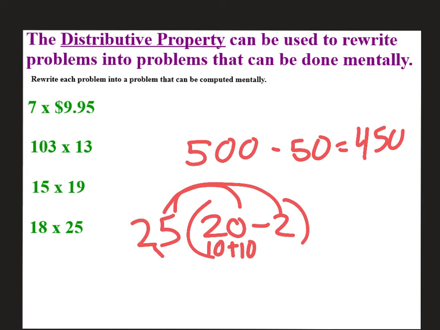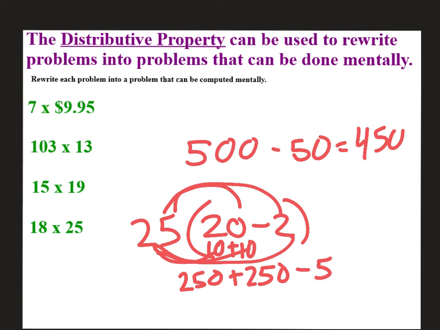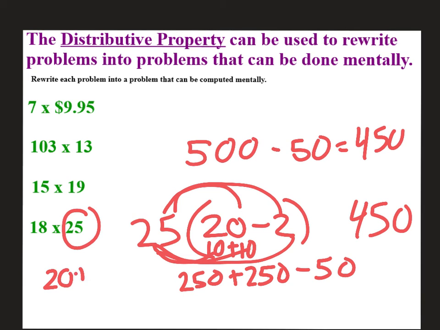Or you could do it the other way. 25 times 10 is 250. Plus another 250. Then minus a 50. It doesn't matter. Either way, you're going to get to 450. And are there other ways that you could have split that up? Sure. If you can do 5 times 18 in your head, you could have rewritten the 25 into 20 plus 5 and then taken it times 18.